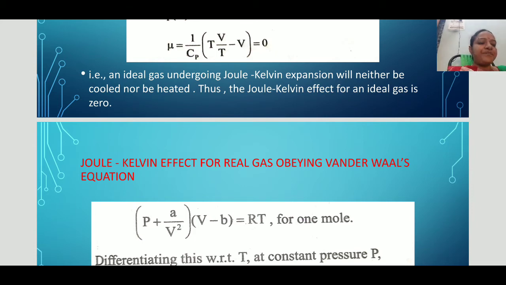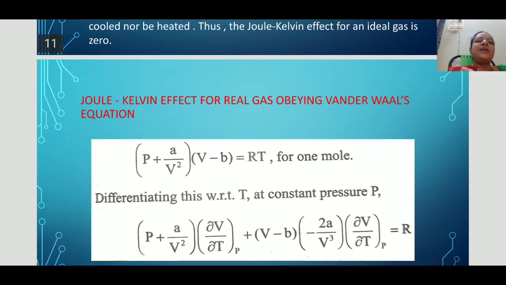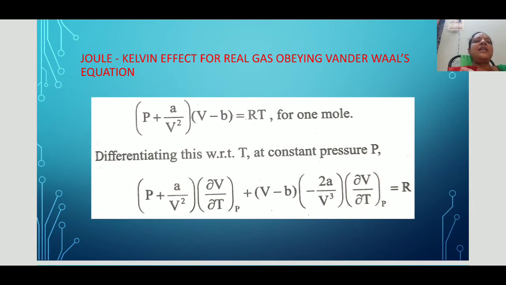Similarly, let us calculate the Joule Kelvin effect for van der Waals gas. Similarly, write down the van der Waals equation. After writing the van der Waals equation, just calculate dou V by dou T at constant P. So this is the method. That is, P plus A by V square, V minus B is equal to RT, the key equation of van der Waals gas for 1 mole.